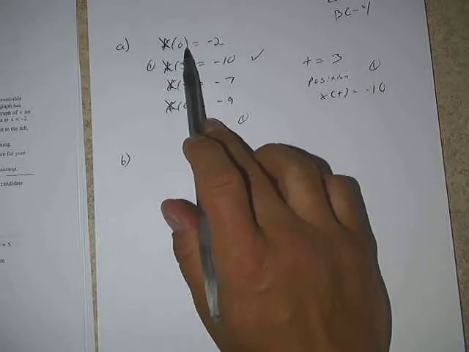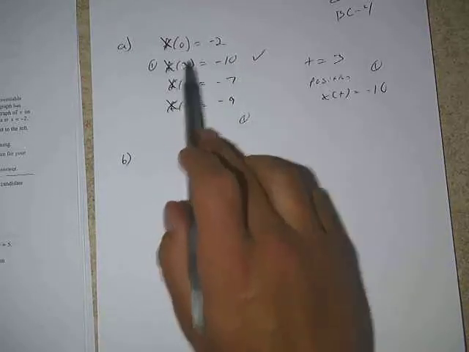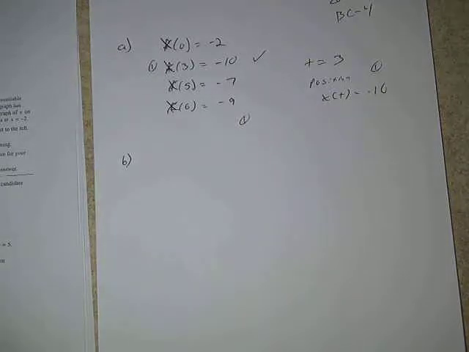Okay? And knowing that x is a differentiable function here, what does that tell us about what happened between negative 2 and negative 10? Between 0 and 3, at some point we must have crossed negative 8. Okay? And what theorem guarantees that? We want to get all the points here.